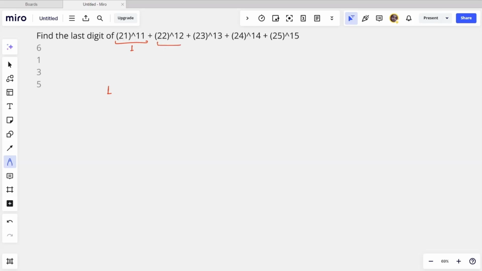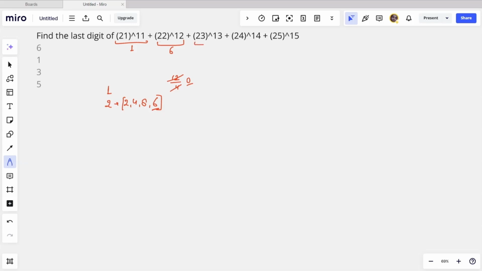Okay. Now let's find out the power cycle of 2. The power cycle of 2 is 2, 4, 8, 6. Now what is the power? The power is 12. Let's divide 12 by 4 because we have 4 elements in our power cycle, and it will completely divide. So what will be the remainder? The remainder will be 0. We consider the remainder here, not the quotient. If the remainder is 0, the last digit in our power cycle will be the answer. So 6 will be our answer for this expression part.